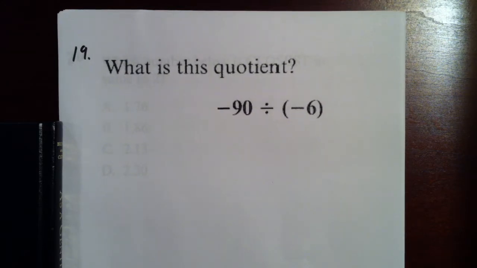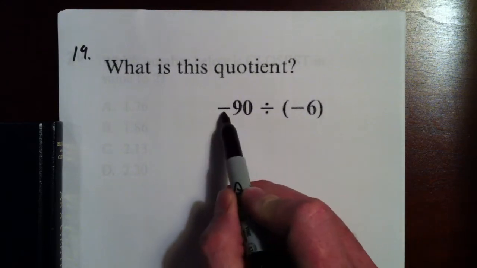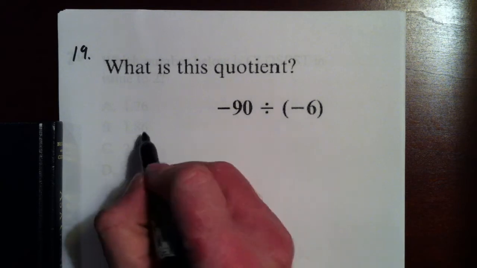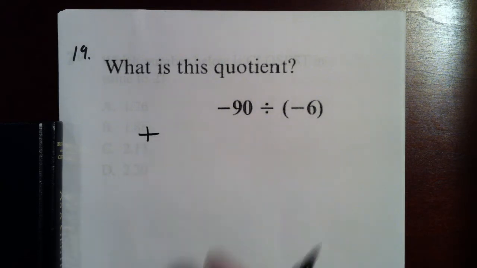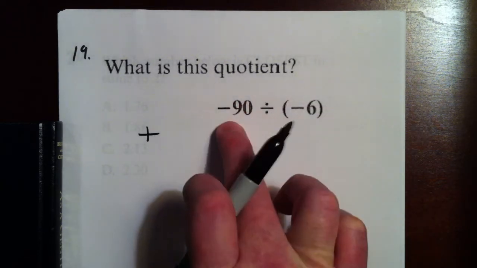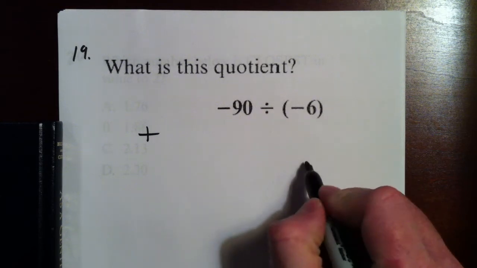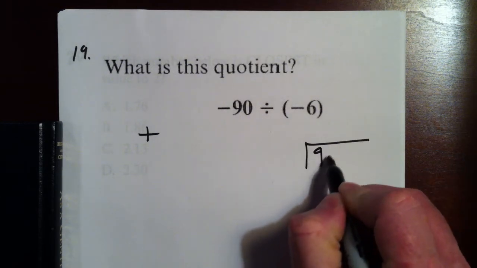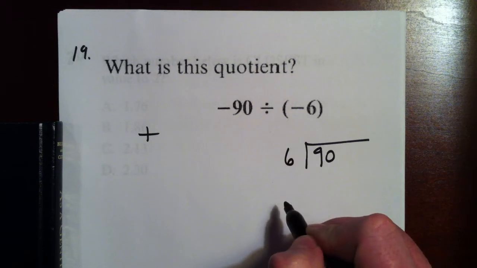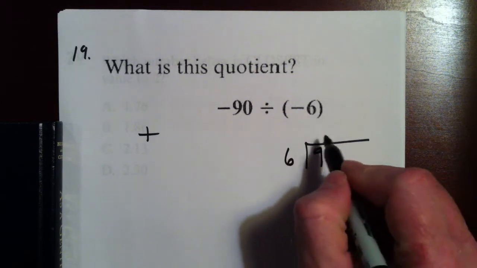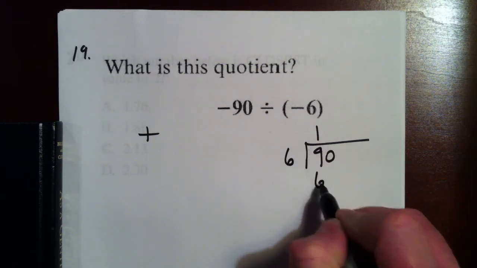What is the quotient? Well, we have two negative signs here, so our answer is going to be positive. We know that. 90 divided by 6, or negative 90 divided by negative 6. Well, 90 is going to go in the house, 6 is going to go right here. 6 will go into 9 once without going over. Bring down the 6.